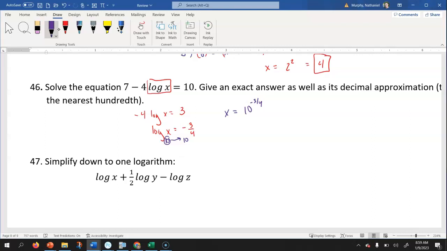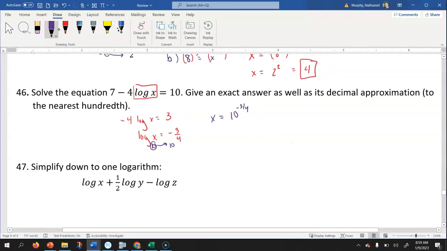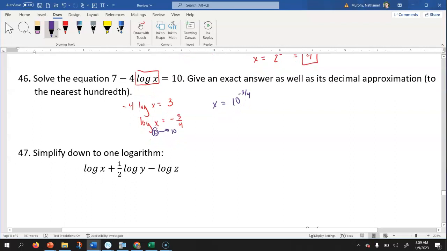And when it says give it an exact answer, that would be our solution. And then when it says to also give the decimal approximation to the nearest hundredths place, well, we could just type that in our calculator. 10 to the negative 3/4 power would be equivalent to 0.18 if we round to the nearest hundredths place.